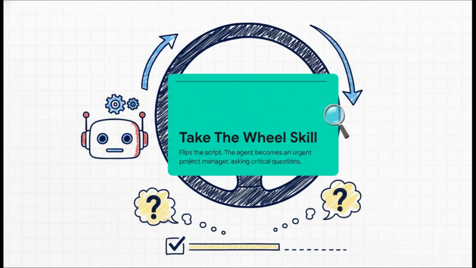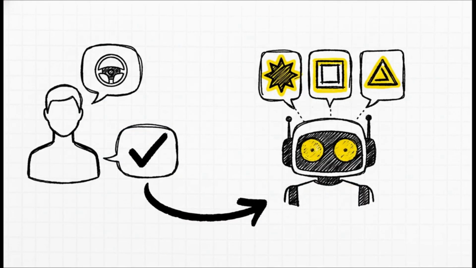And this is the take the wheel skill. The moment you trigger it, the agent's whole personality just flips. It becomes this urgent, relentless project manager. Its only goal is to drive a task to completion by hitting you with a series of critical, focused questions, one right after the other. So here's what that actually feels like. You just say, take the wheel. Instantly, the agent's tone changes. It'll ask you just one critical question at a time, and it puts the most important part in all caps, so you literally can't miss it. It'll keep reframing the question relentlessly until it gets the clarity it needs, and your only job is to answer. The entire burden of project management is just lifted right off your shoulders.